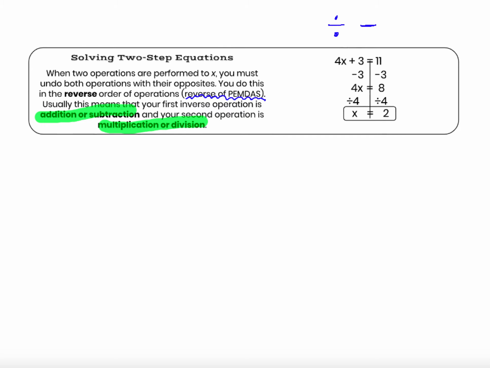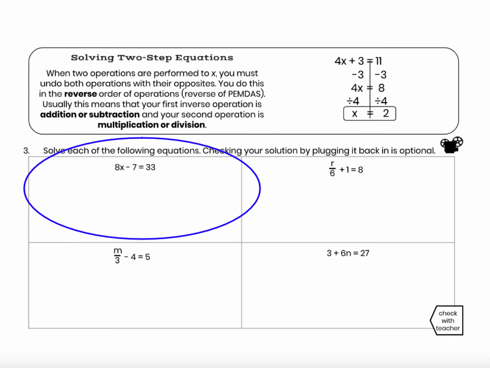Okay, so I am going to work through these 4 problems on the front of your worksheet, starting with the first one, 8x minus 7 equals 33.